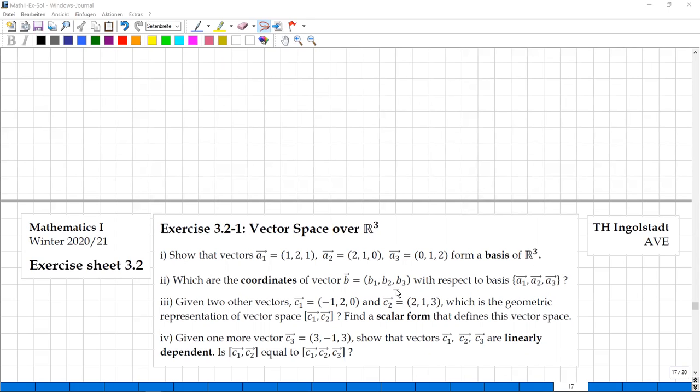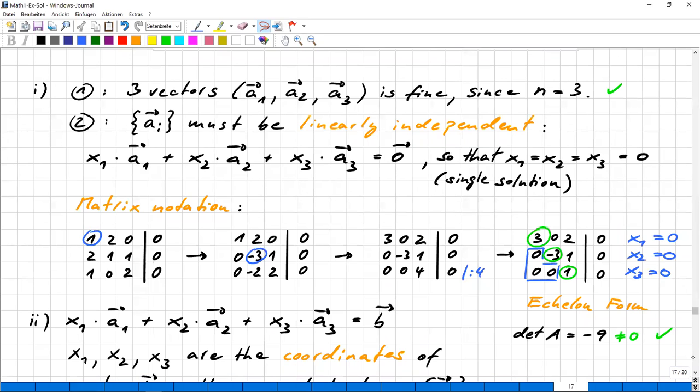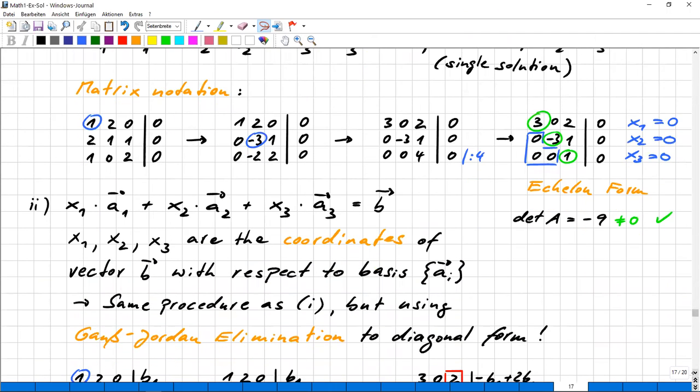And now the question is how to convert them to the coordinates with respect to this valid basis A, which we just have shown to be valid. Okay, and now the question is, how do we do that? So it's almost the same thing with a little extension, because this time we write the following.